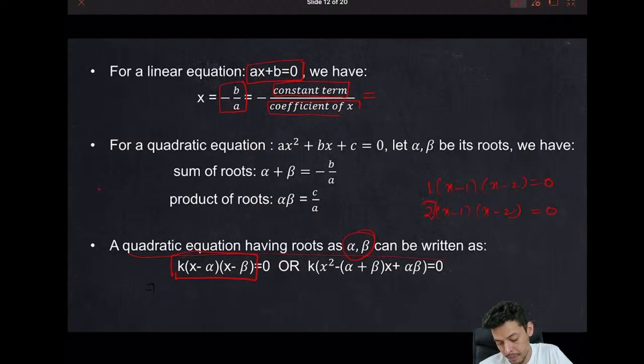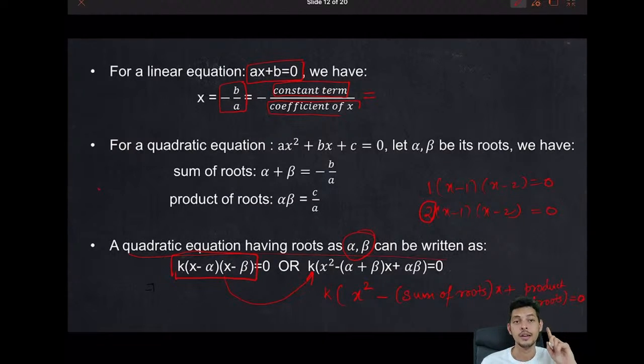Like this, I can put any number in front of x minus 1 and x minus 2. The roots are not going to change. So, to include all such quadratics, we just simply put a k over here and we are done. Or you can write this same expression again like this. You can treat it as k times x square minus sum of roots into x plus product of roots equal to 0.